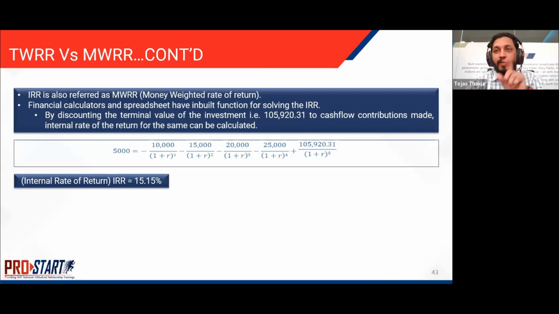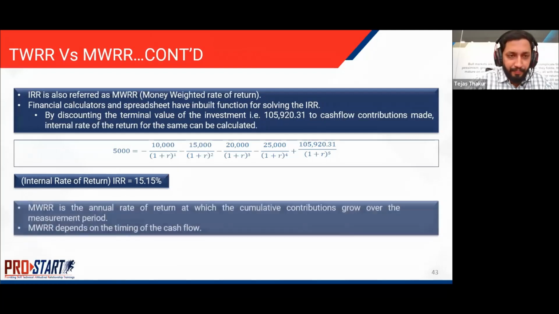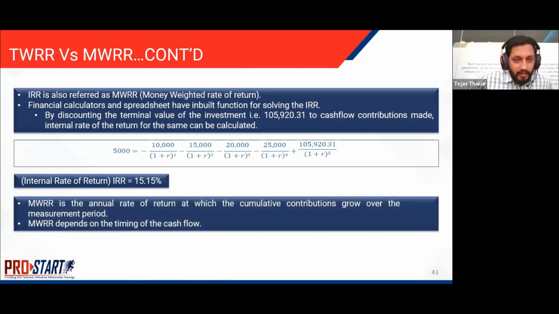So that's the only difference between XIRR and IRR. In the IRR formula in Excel, you need not consider the dates. In XIRR, you have to select the dates column. So this is just a repeat. XIRR is an annual rate of return at which the cumulative contributions grow over a measurement period. MWRR depends on the timing of the cash flows.